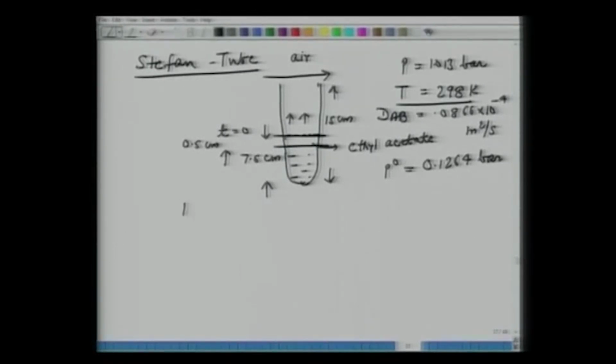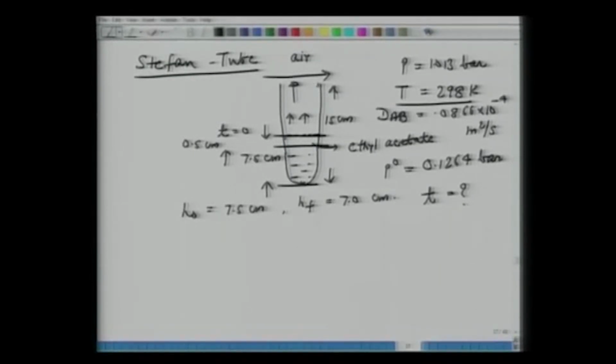In other words, H0 to start with is 7.5 centimeter if you measure from the bottom, and finally it drops to 7 centimeter. Okay, so these are the two restrictions. The question is how long will it take for this ethyl acetate level to drop from this level to this level. Now it drops because ethyl acetate evaporates, it comes to this air and air is swept.